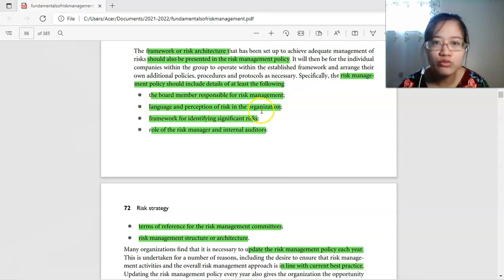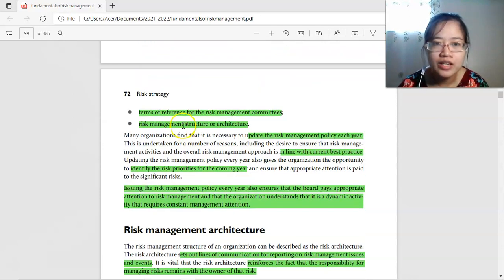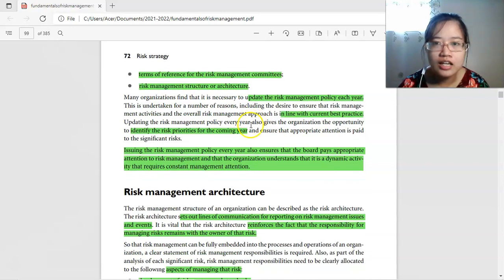Language and perception of risk in the organization, parang culture, risk culture. Framework for identifying significant risk, yung process nila. Role of the risk manager and internal auditors. Okay, so you have your board, you have your top managers, and then you have your mga risk managers, internal auditors. Tapos below them pa yung mga individual department heads, nagre-report din sa kanila. Terms of reference for the risk management committees, and then you have your risk management structure or architecture.